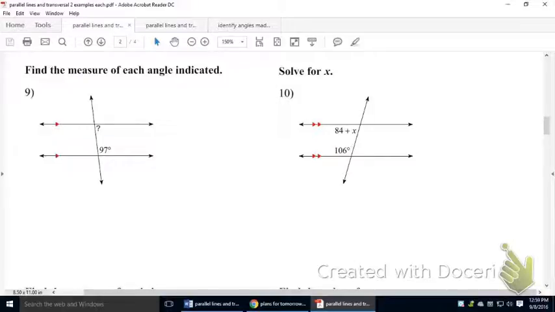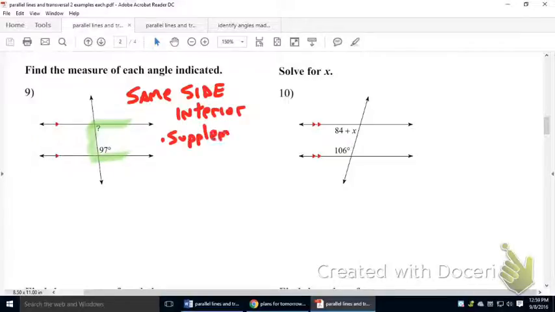To identify the relationship here, again, notice the parallel lines. Very important. These are both on the inside, and they're both on the same side of the transversal. So remember, we call those same side interior. So we look at our flashcard, we know same side interior angles are supplementary. So remind me what supplementary means. It means that these two together will equal 180 degrees.